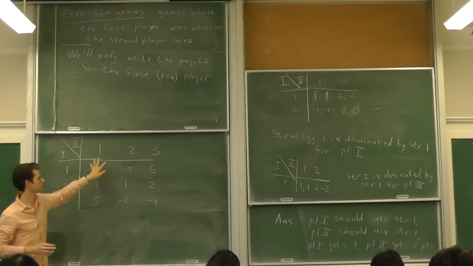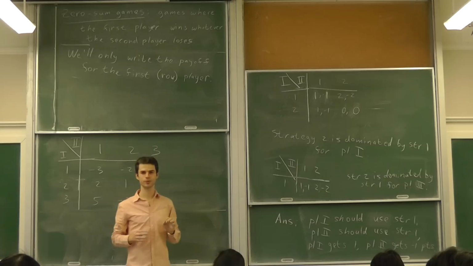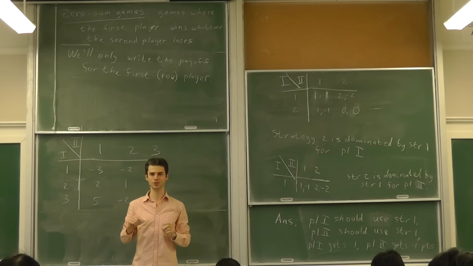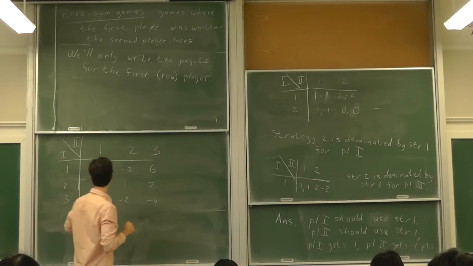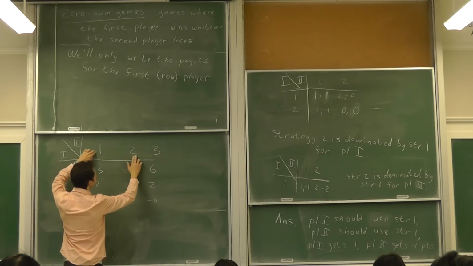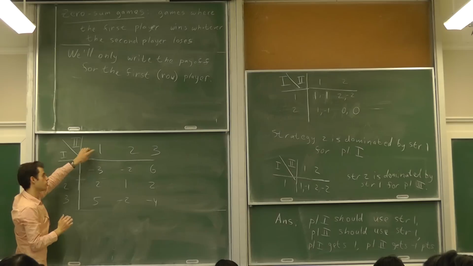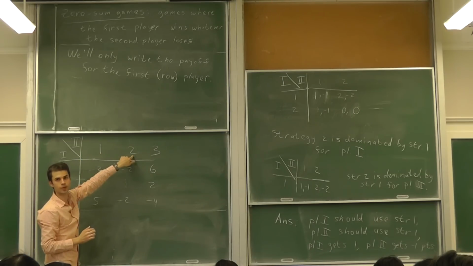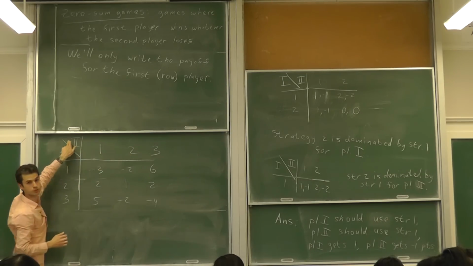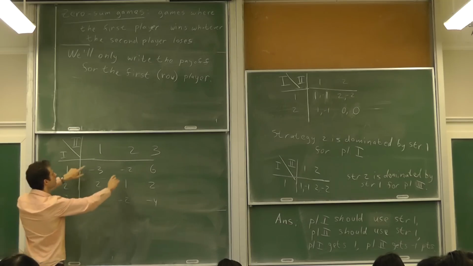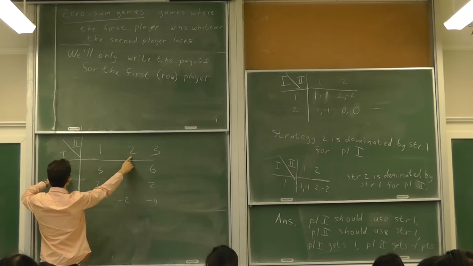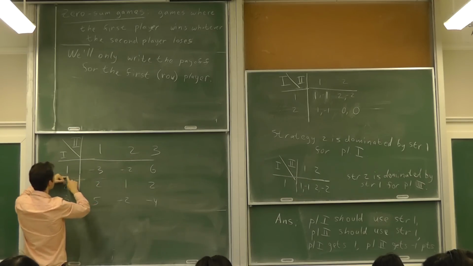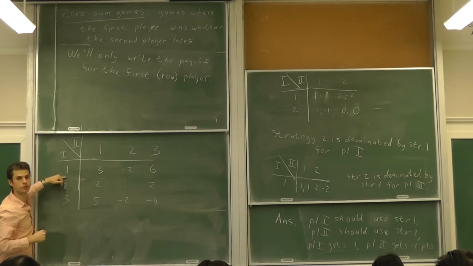Maybe it's instructive to do this for a pair of columns also, because we don't see the numbers in the columns, we see their negatives. So let's compare column number 1 and column number 2, strategies for player number 2, the column player. If the first player decides to play strategy 1, which of the 2 strategies is better for the column player?